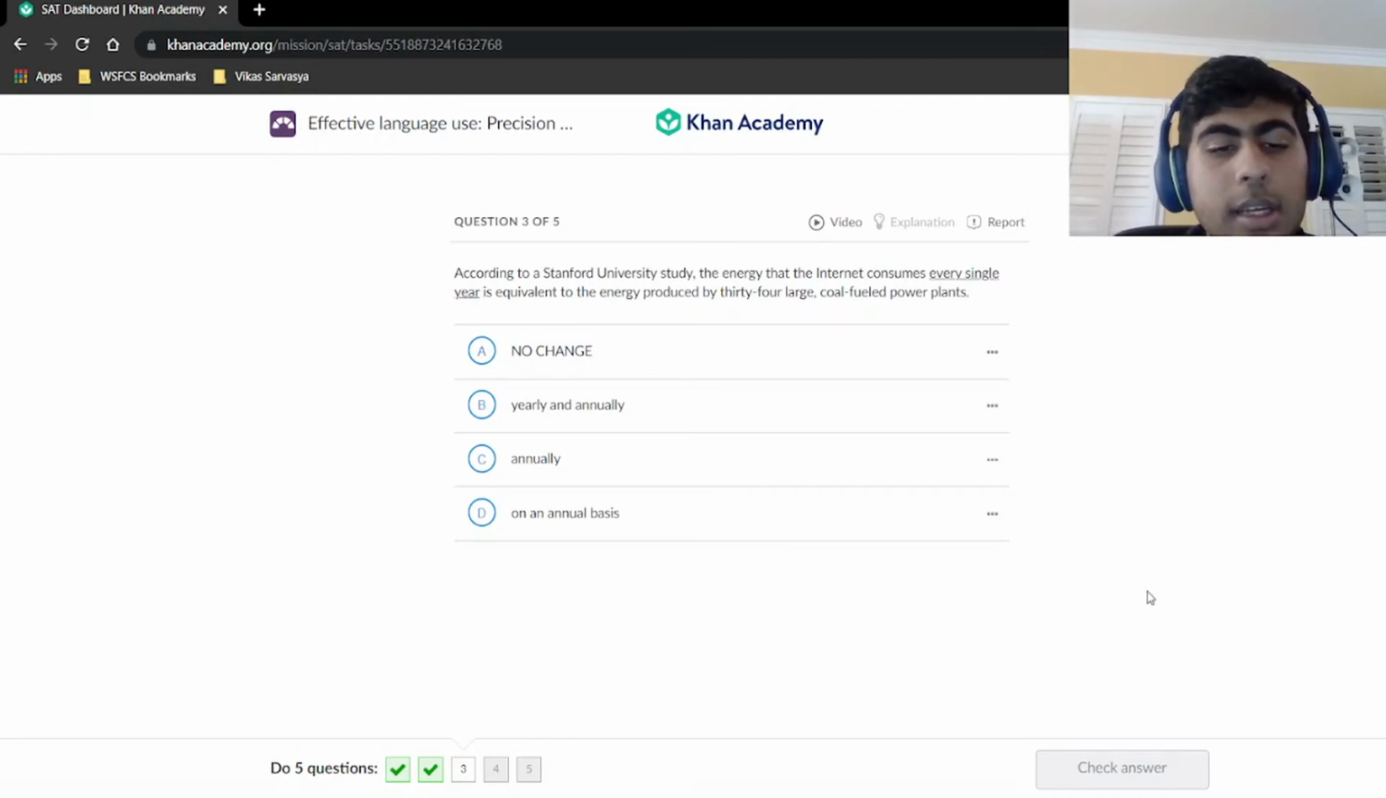Then for B, we have yearly and annually. Well, yearly and annually mean the exact same thing. They both mean that it happens once a year. That's too repetitive. Then C, we just have the word annually. The energy that the internet consumes annually is equivalent to the energy produced by 34 large coal-fueled power plants. That seems to work really well. It's very concise. It's very short, and it still fits in the sentence. It still flows. It still gives the right message.